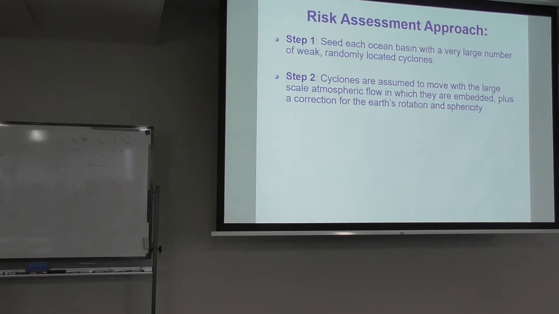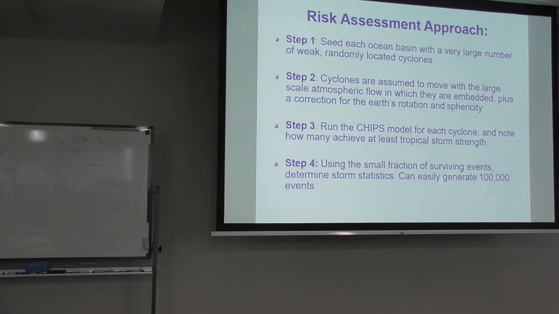So the real crucial step is you run this CHIPS model along each track, and it predicts that way more than 99% of the seeds just die. All these seeds you put down, most of them fail. Most of them just give up and die, because you put them in an environment with large shear or cold water or something like that. So it's kind of a natural selection algorithm, and it just picks out the ones that are going to survive, and it's typically a very small fraction. Even so, you can afford to generate 100,000 events very fast this way.